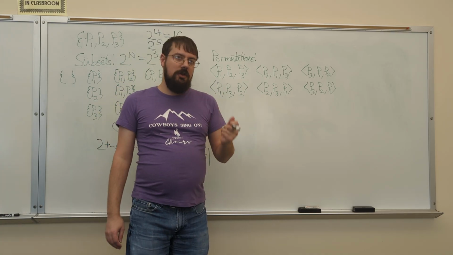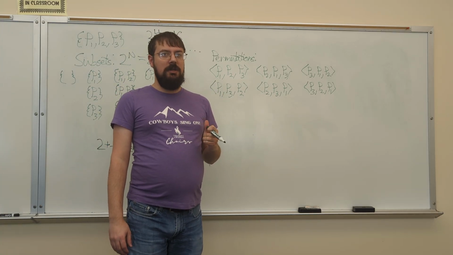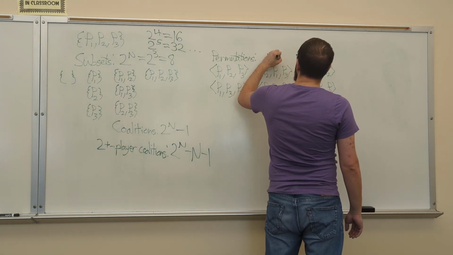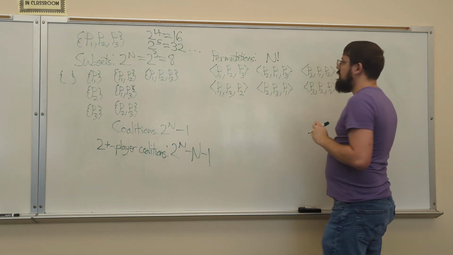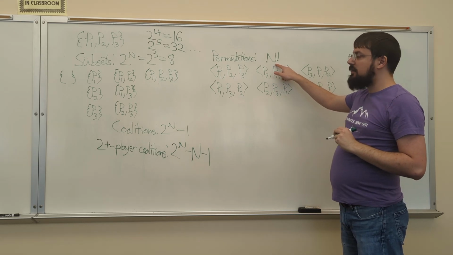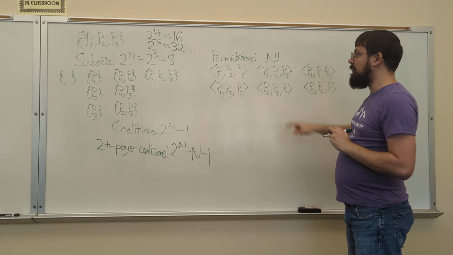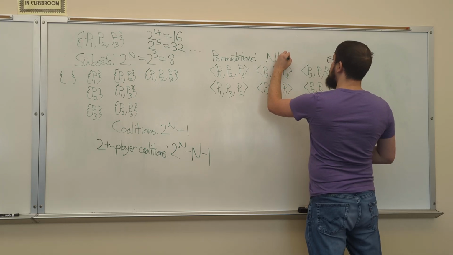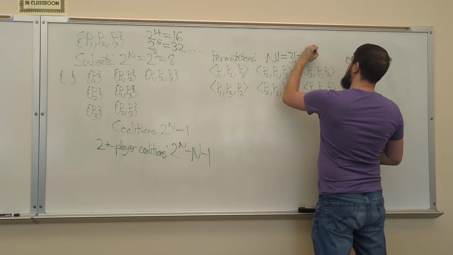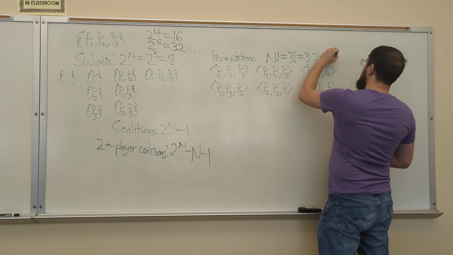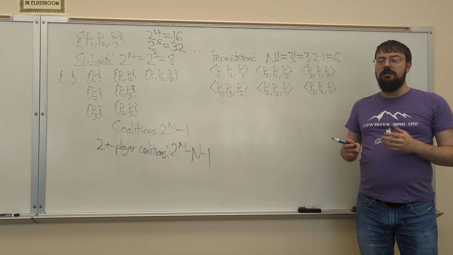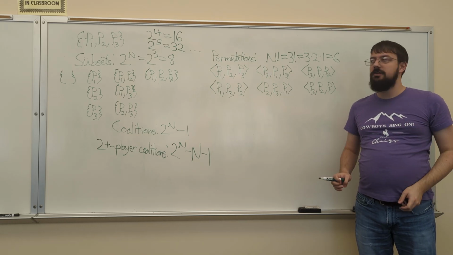Now, there is also a systematic way to figure out how many permutations we're going to have, and that is n factorial, which basically just means we're going to multiply n by every integer on all the way down to 1. So in this case, we have 3 players, so 3 factorial, which is 3 times 2 times 1, which is 6. One thing about factorials is that they get really big really fast.